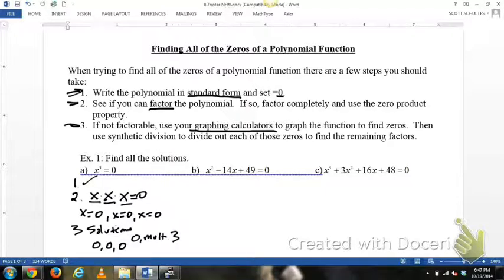Okay, if you take a look at part B. Now here's a polynomial equation set equal to 0. Actually, it's a quadratic, right? The degree is 2. And I think we might be able to factor this.